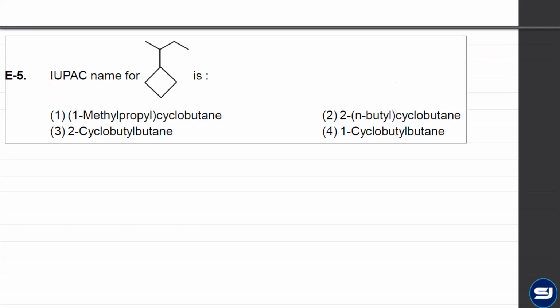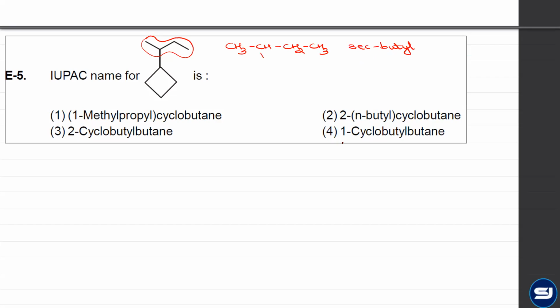Next, the IUPAC name for the group. So how many carbons in the cyclic? 4. In the acyclic, 4. Priority goes to cyclic, so this becomes a substituent. Now in common name, if I ask you the name of this alkyl group, sec, what is the name? It is sec butyl.